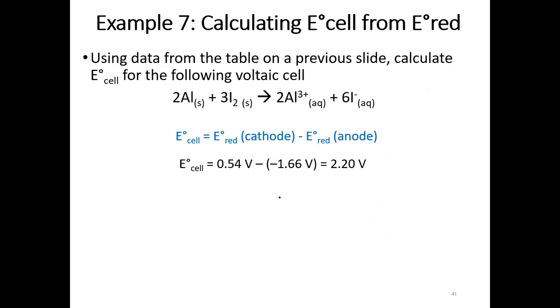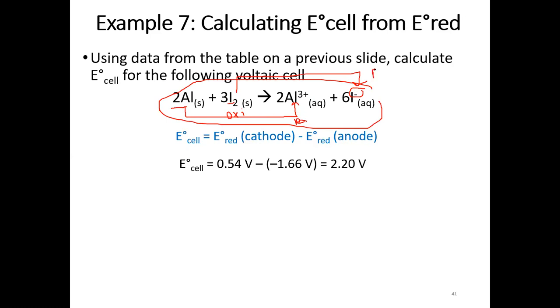So, okay, sample 7 is calculating the E cell from E reduction. So using the data from the table in the previous slide, calculate the E cell for the following voltaic cell. So we have aluminum here, we have iodine here. We have to first decide on what's going on in this chemical reaction. So aluminum was solid, and from here it lost 3 electrons. Loss of electron is oxidation. Okay, sorry. That's oxidation, and what's going on to the iodine? The gain of electron is happening to the iodine, and that means it is going to be reduction.